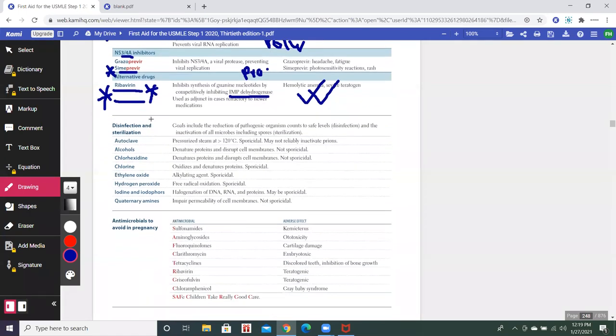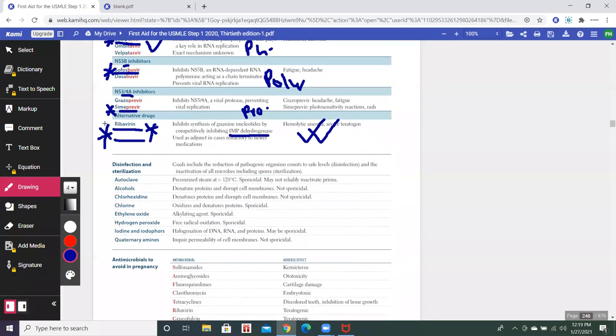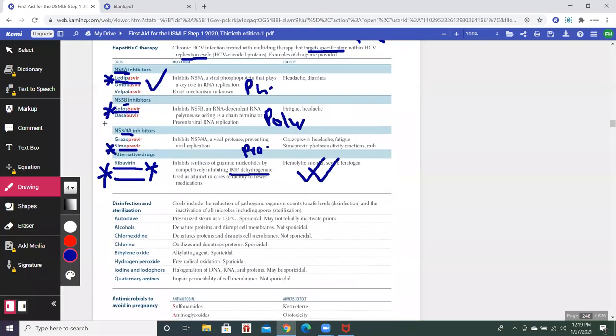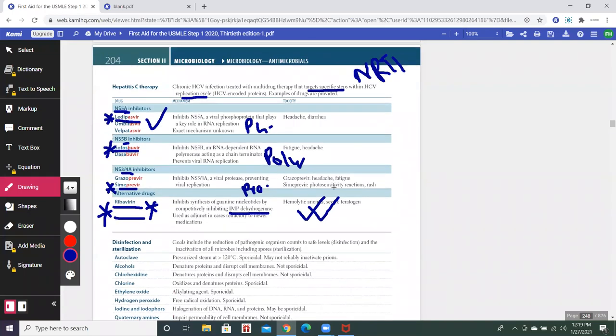Now, NS5B stands for, I have no clue, because to be honest, I did not try to understand this. All I tried to remember was this exact piece of information that's here, and that's all. Yes, it's not that important.